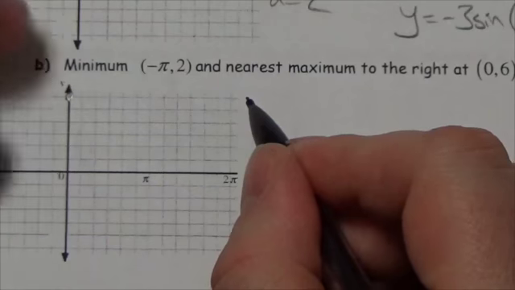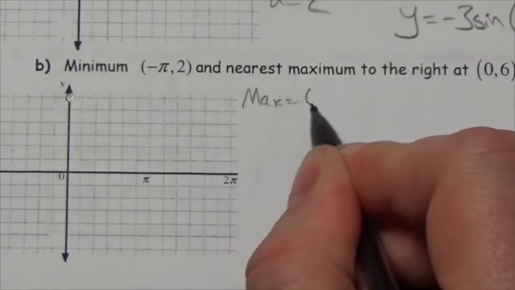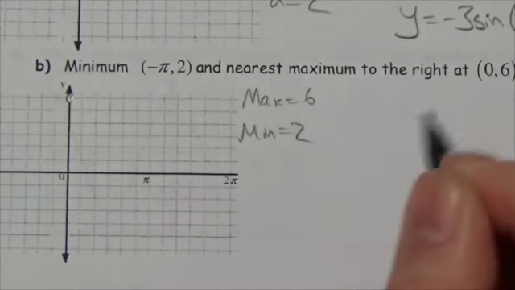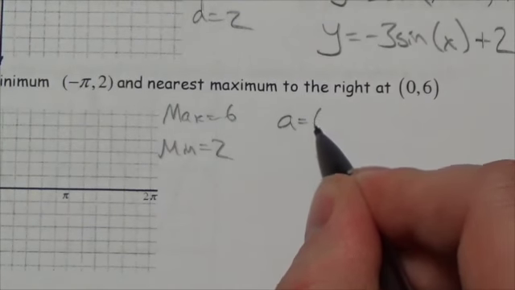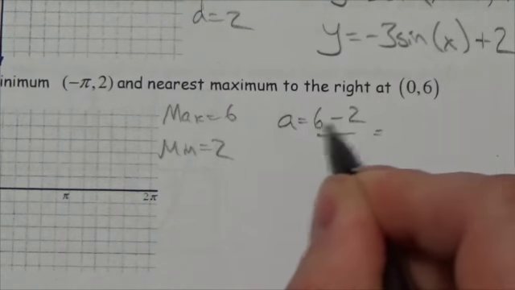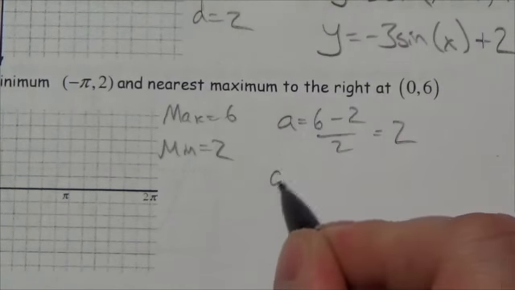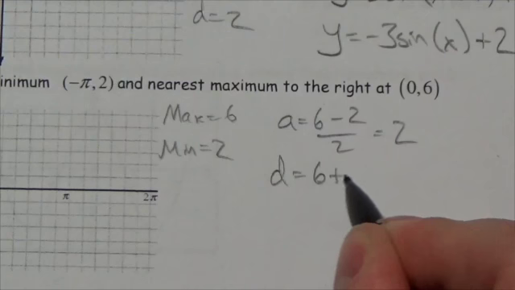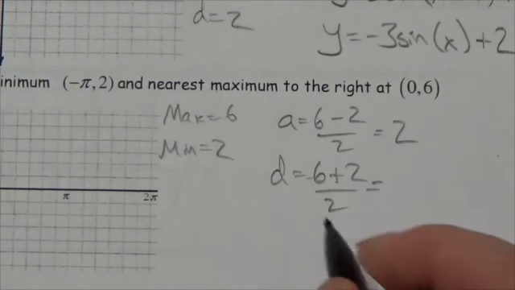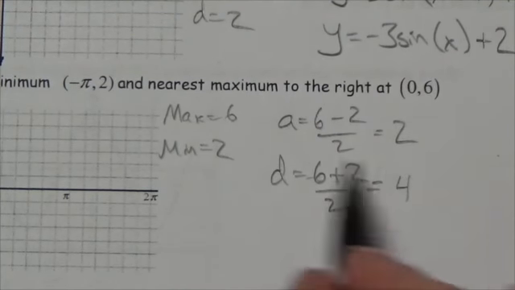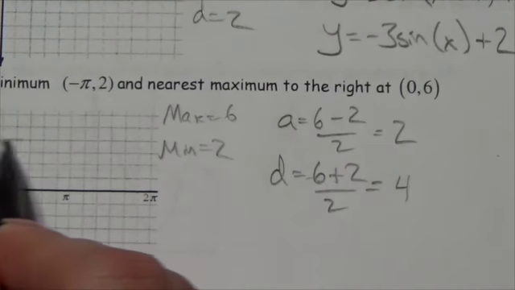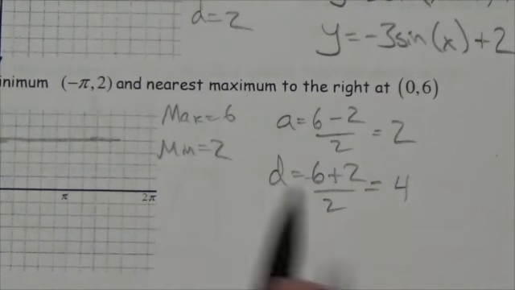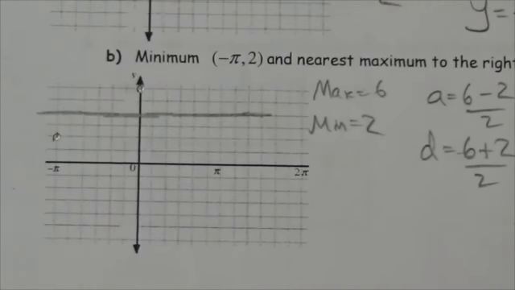I know that vertically, my maximum is 6, my minimum is 2. Well, that's huge, because I already know then that my a value is going to be 6 minus 2 over 2. 6 minus 2 is 4 over 2 is 2. And the median line is going to be 6 plus 2 divided by 2. So 6 plus 2 is 8, divided by 2 is 4. So there's my median. And I can help myself out by drawing that horizontal line through at the median. That's going to help me out when I try to figure out what the phase shift is.